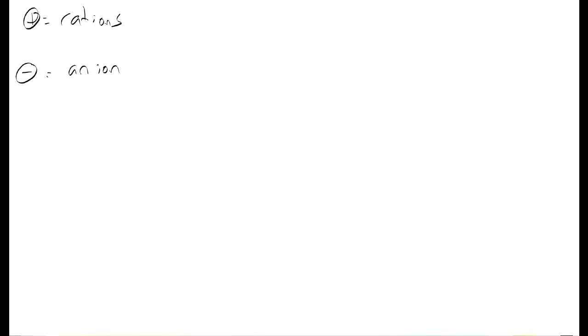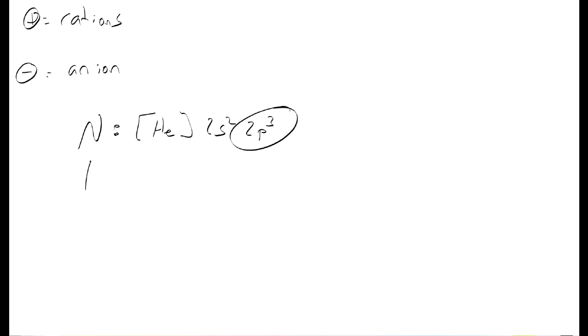Because for a negative ion, you just look at, say, nitrogen, which is helium, 2s2, 2p3. They gain electrons until their subshell is full. So very straightforward. This is the empty subshell, so it's going to form N3 minus. Still has the same core, but it's 2s2, 2p6. So anions are really simple.